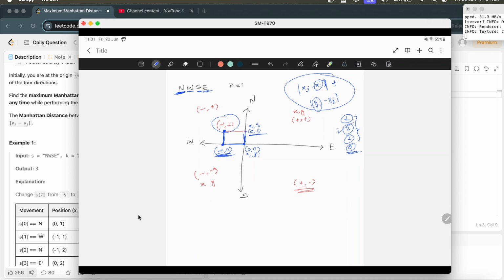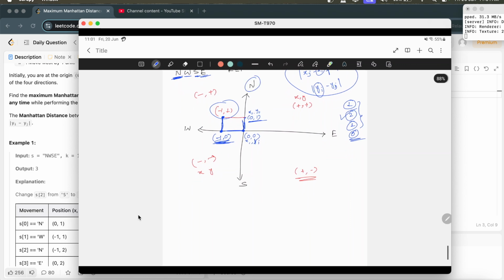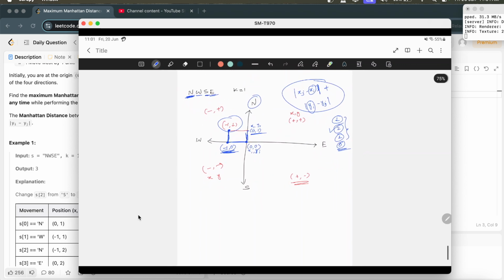Now the idea is, if we are moving in the upward direction, the north direction, and suddenly we get south, then definitely the north gets reduced by 1 unit. Let us suppose the south count we got by exploring was 3, and suddenly north comes up while exploring the string. Definitely this will be reduced by 1 unit because we are moving in the opposite direction. So this will be 2 again.